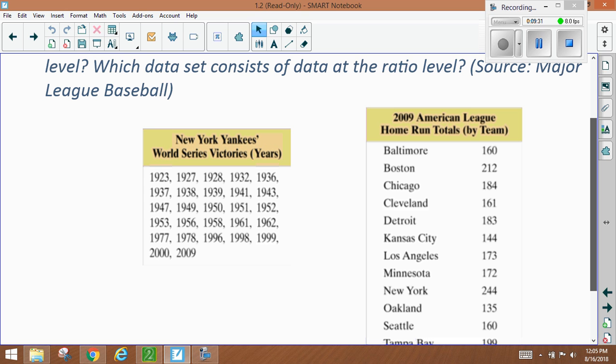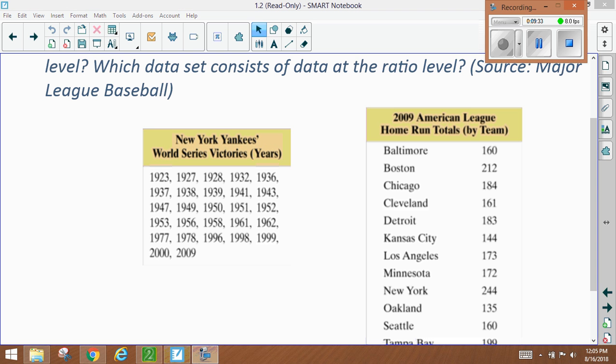Think about it that way. What do you think? All right. The first one would be interval, second would be ratio. Yeah, because it would make sense, right? It wouldn't make sense, with World Series victories in years, to multiply 1923 by 2, right? Or we couldn't express them as ratios either, right? To say like, hey, 1923 is half. It's just weird, right? To say 1927 is half of 23 or something like that. But over here, it makes sense.